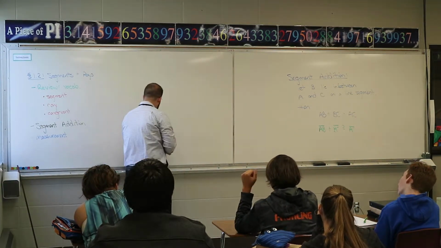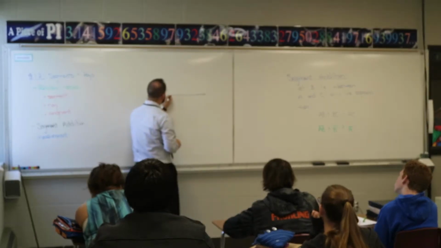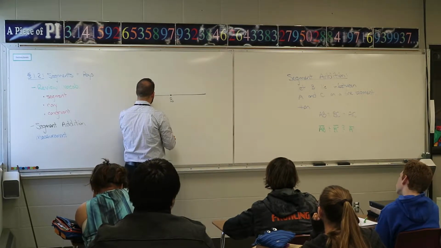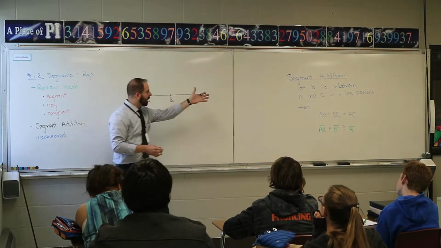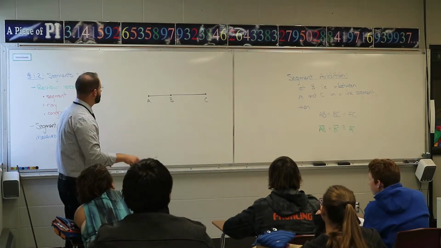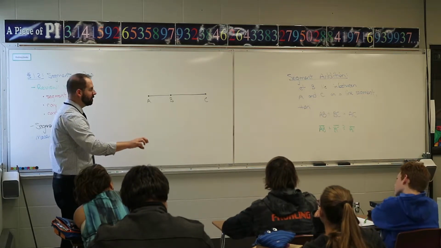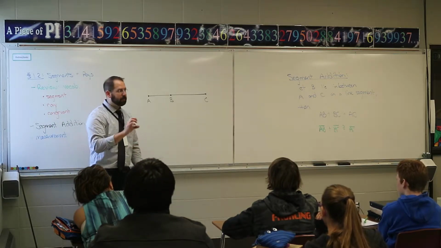So if we're putting a line segment on the board and B lies somewhere in between, so here's B, somewhere in between A and C. I didn't say where. It's not the perfect middle. It's somewhere in between on a line segment. So the line segment has to be straight and it has to be measurable. All right, now we're going to be adding pieces together.